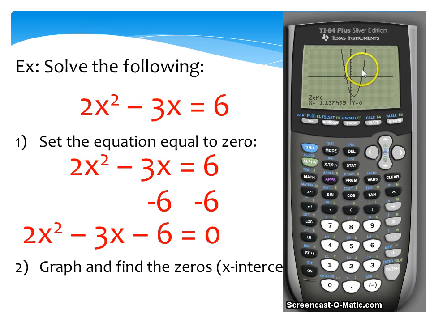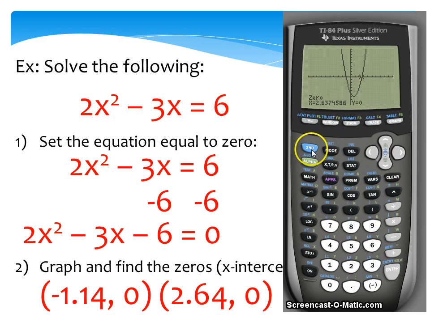So let's do the same process to find the other zero, which is on the other side. We go to second trace, go to our zero option, press enter, and get our cursor as close as we can to that other point where it crosses the x-axis, where our other solution would lie. It's asking for left bound, so we press left, enter, twice right, like we did before, enter, and then enter one more time, giving us an answer of 2.64. So our solutions here would be negative 1.14 and 2.64 to this quadratic function.